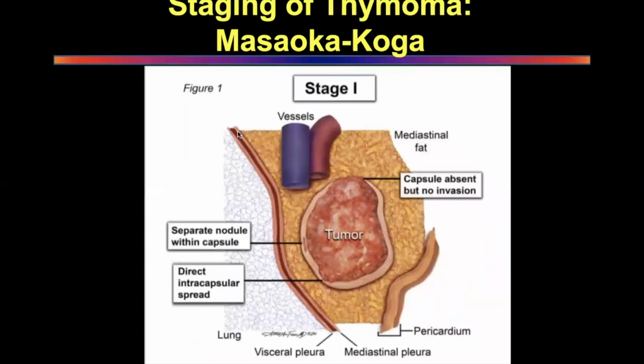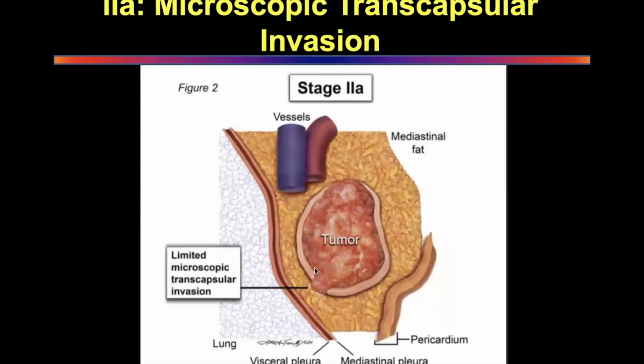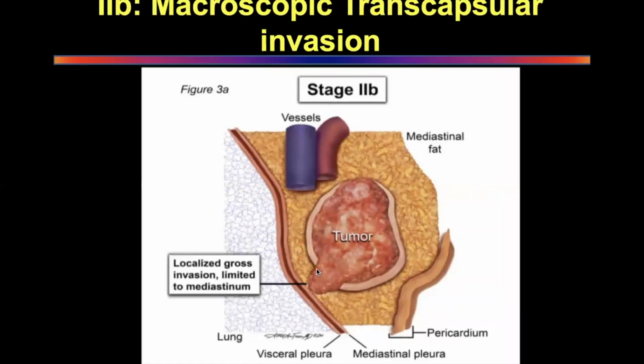So I'm going to go through this again. It's quite important because prognosis changes depending upon the stages. So stage 1 is there may be some invasion of the pericardium. There may be some invasion of the capsule, but it has not gone to the outer margin of the capsule. Okay. Stage 2A is when it has gone to the outer margin of the capsule. It is microscopic. It is not macroscopic. Stage 2B is when it has gone macroscopic invasion, but still limited to the mediastinum.